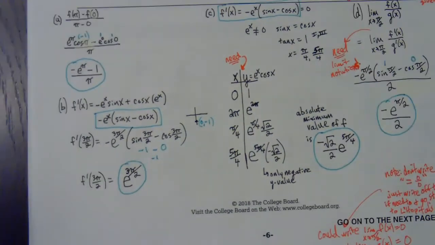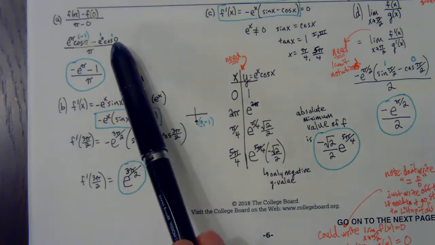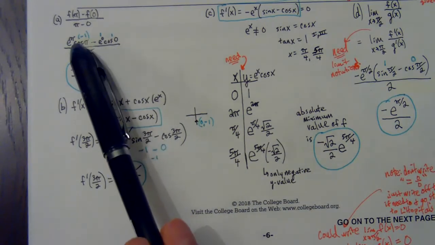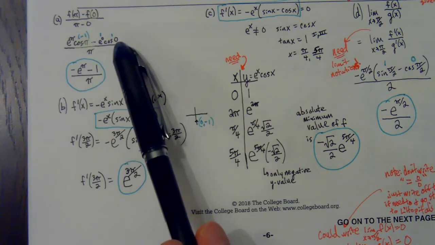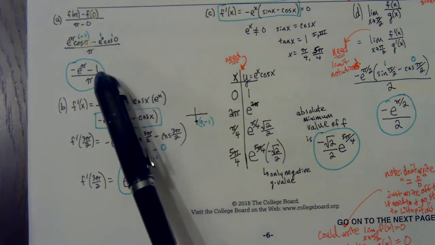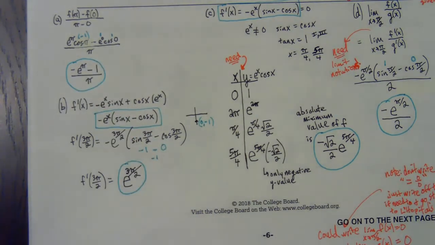And then cosine of pi is a -1. Cosine of 0 is a +1. And then you just get this negative e to the pi carried down. Cosine of 0 is 1. E to the 0 is also 1. And then the pi carries down right there. So that's it for the average rate of change for part A.